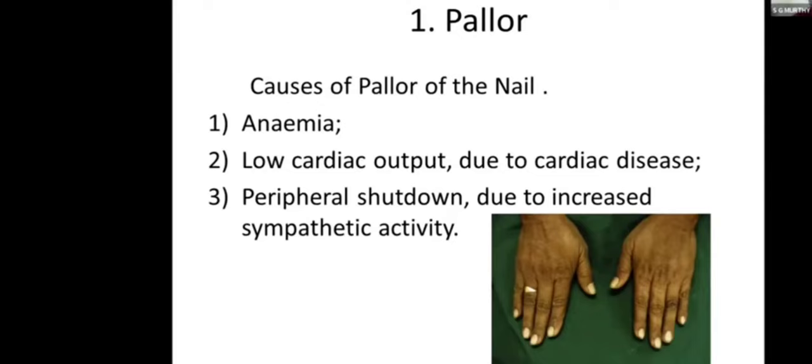Peripheral shutdown, meaning a patient who has got some problem with the digits and the blood vessels are contracted, there is no supply of blood, it looks pale. Extreme cold weather, Raynaud's, some other problem, it can happen.